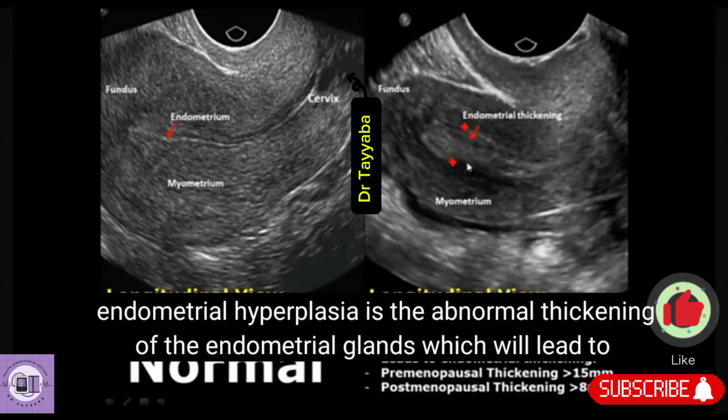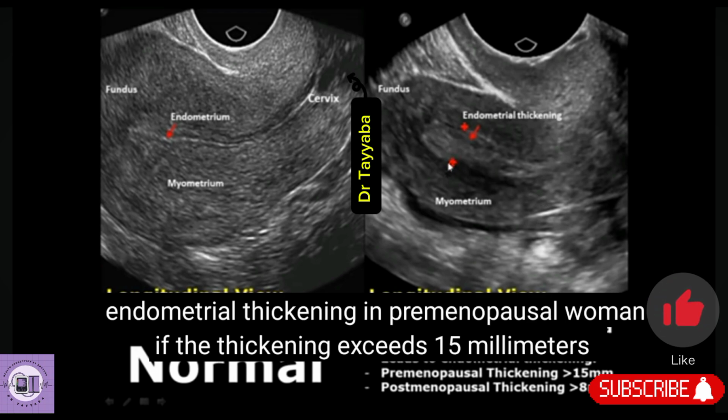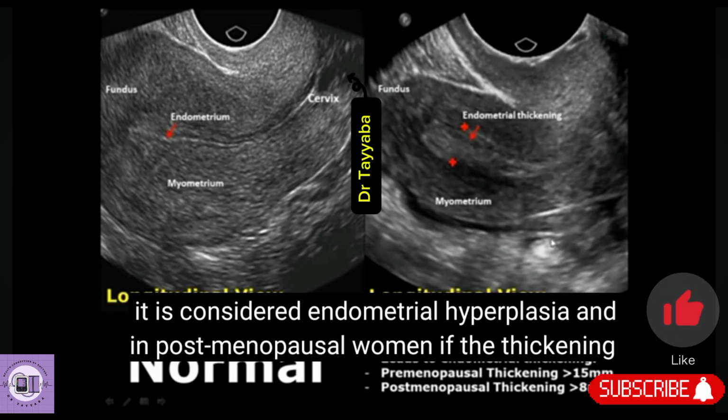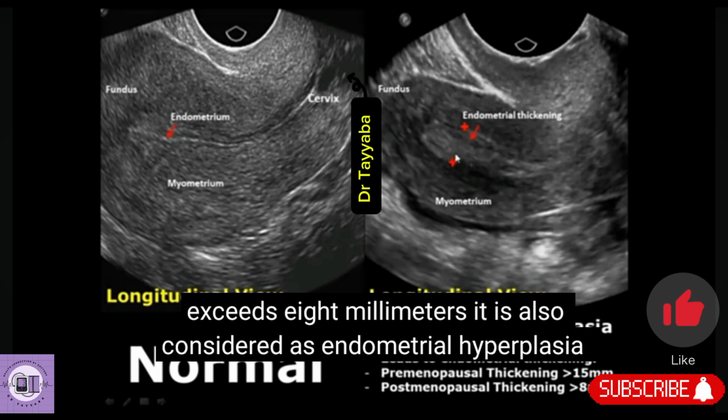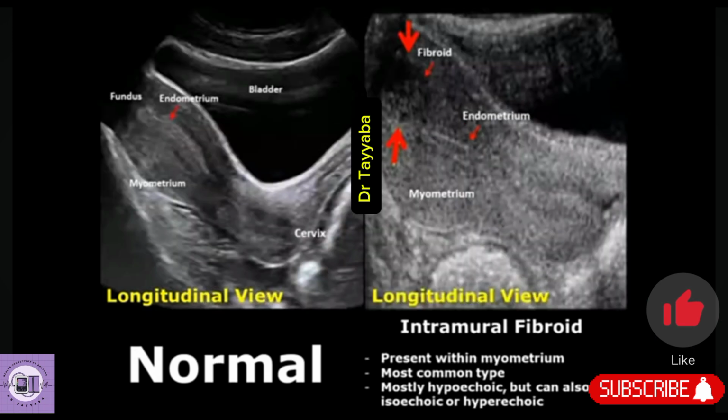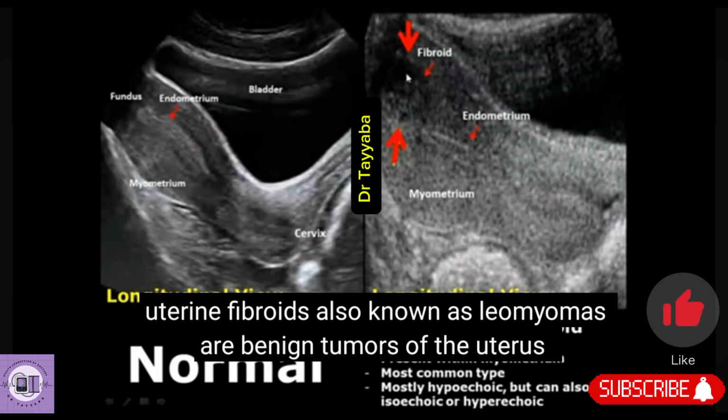Endometrial hyperplasia is the abnormal thickening of the endometrial glands, which will lead to endometrial thickening. In premenopausal women, if the thickening exceeds 15 millimeters, it is considered endometrial hyperplasia, and in postmenopausal women, if the thickening exceeds 8 millimeters, it is also considered as endometrial hyperplasia.